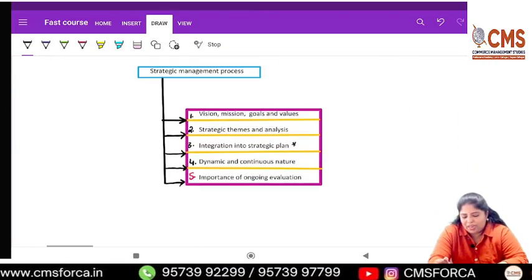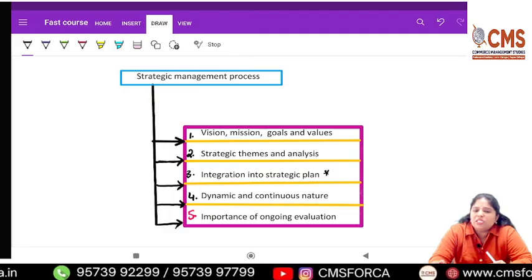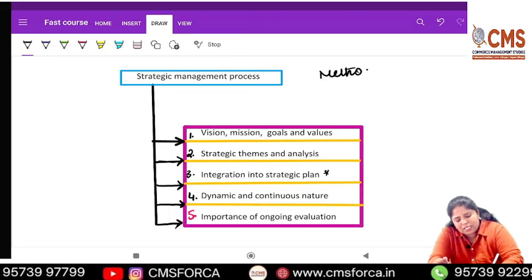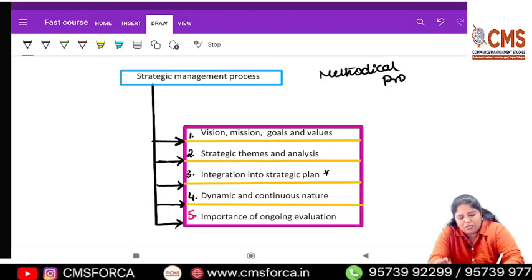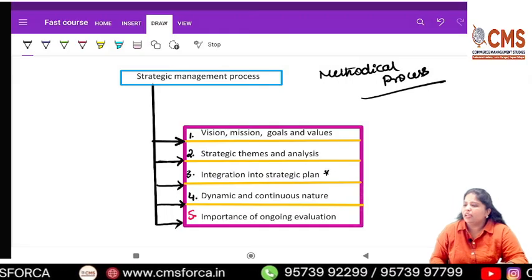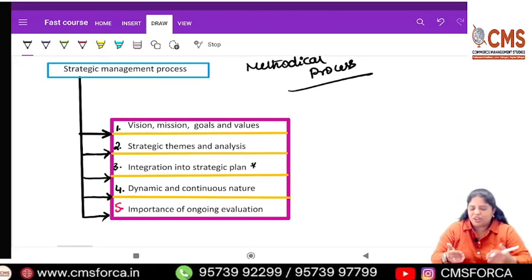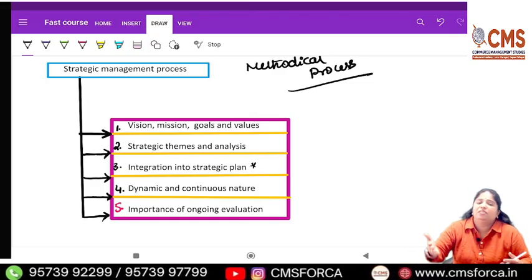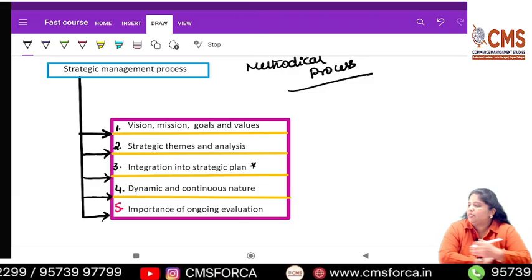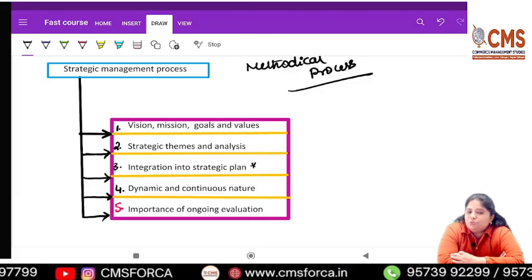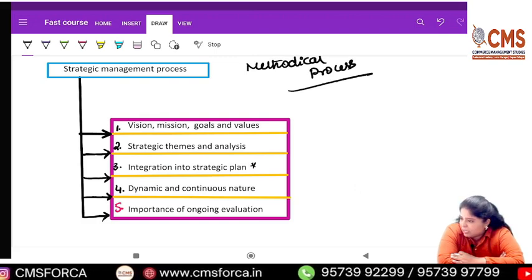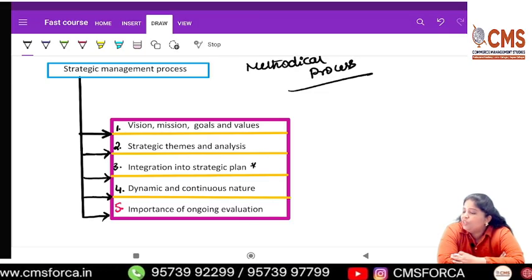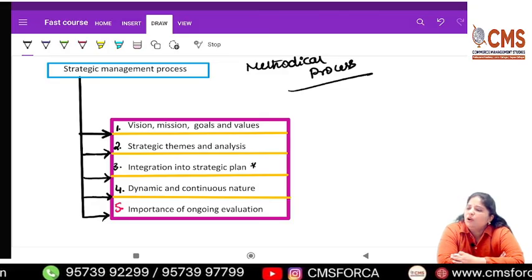Let's go ahead and quickly cover the process of strategic management. The strategic management process is always considered a methodical process. It goes as a long theory in your material, so I tried to condense it like this so that you can understand and revise the content easily. In yesterday's session also we took this up. The first step always should start with crafting vision, mission, goals and objectives.